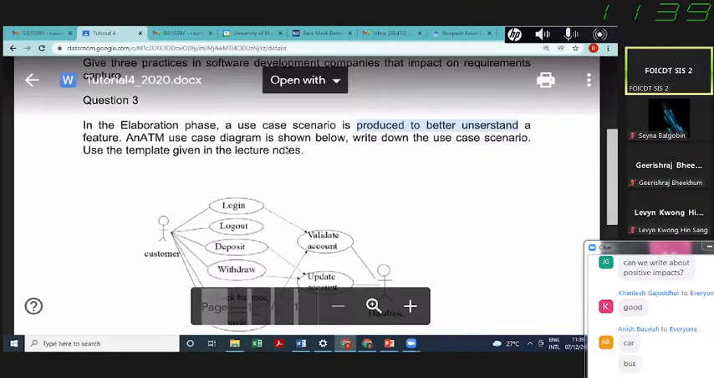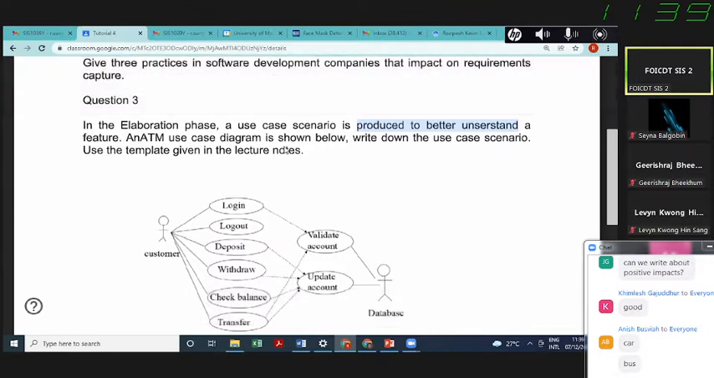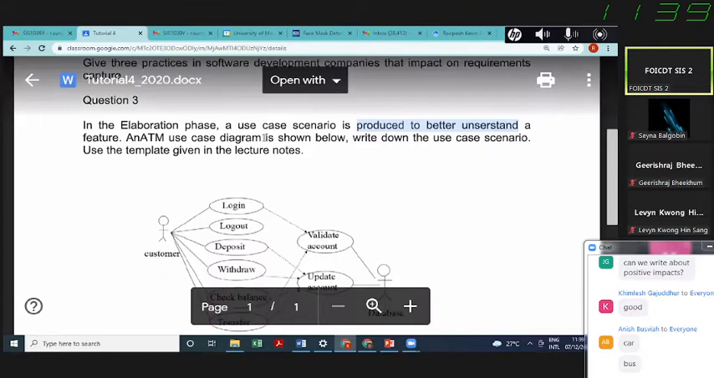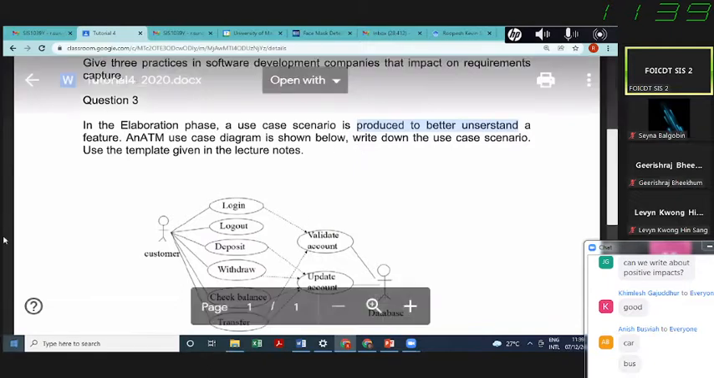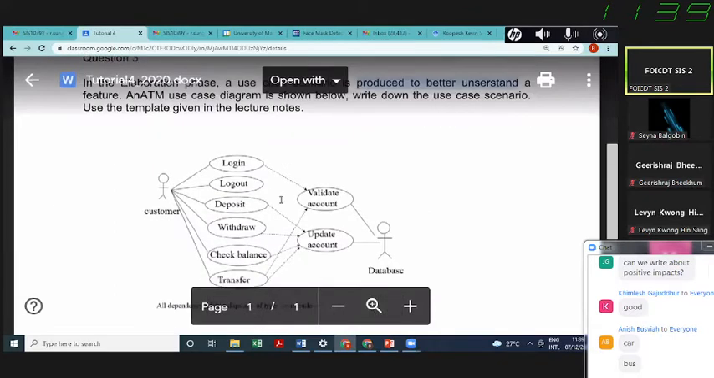Yes, let's have a look at the question. In the elaboration phase, the use case scenario is produced to better understand a feature. So an ATM uses a use case scenario as shown below. Write down the use case scenario. Use the template given in the lecture notes. So anyone who would want to give a try for this?